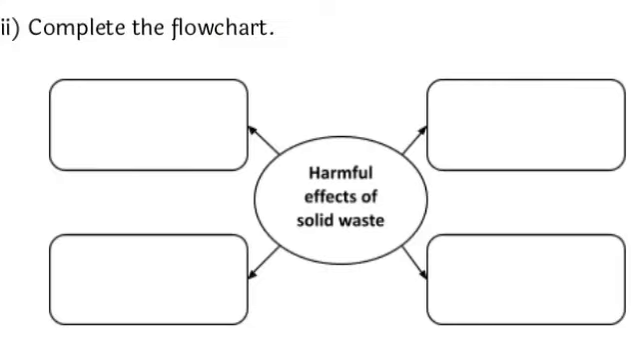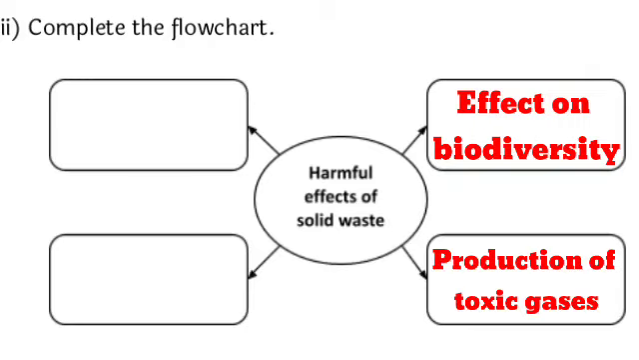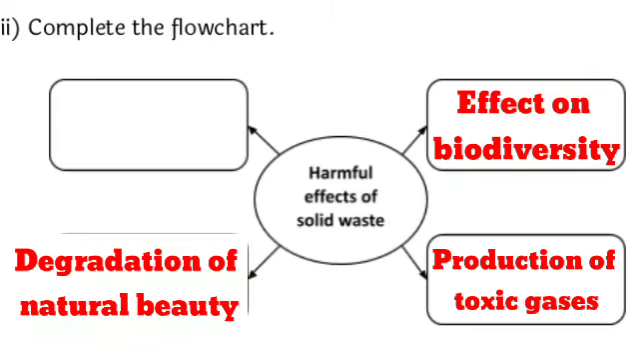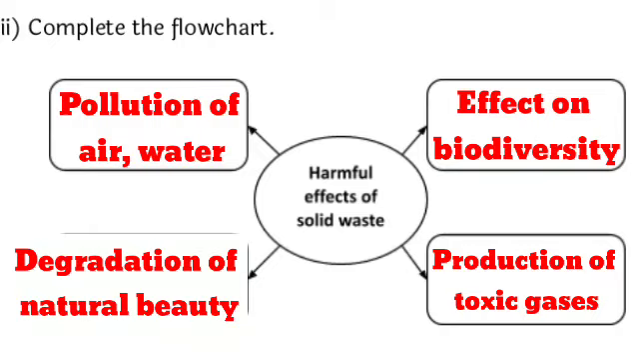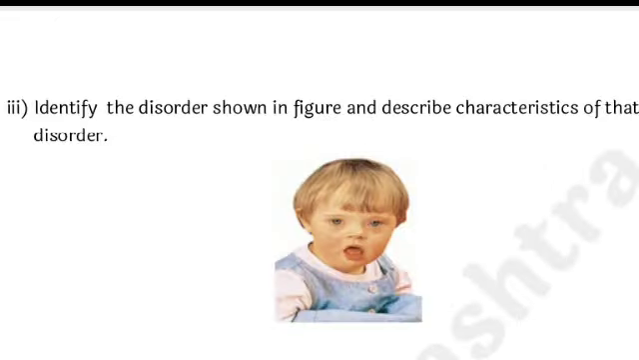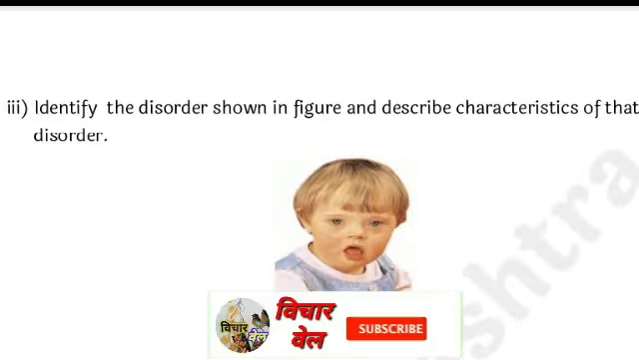Next question. Second, complete the flowchart. In this flowchart, we have to write the harmful effects of solid waste. So let's write. First, effect on biodiversity. Second, production of toxic gases. Third, degradation of natural beauty. And fourth, pollution of air and water. So friends, there are many harmful effects, of which we have given 4 main harmful effects. You can also add your own answers in this flowchart.